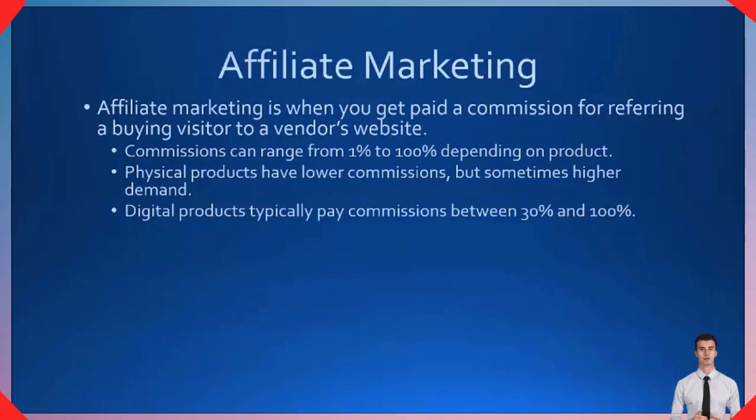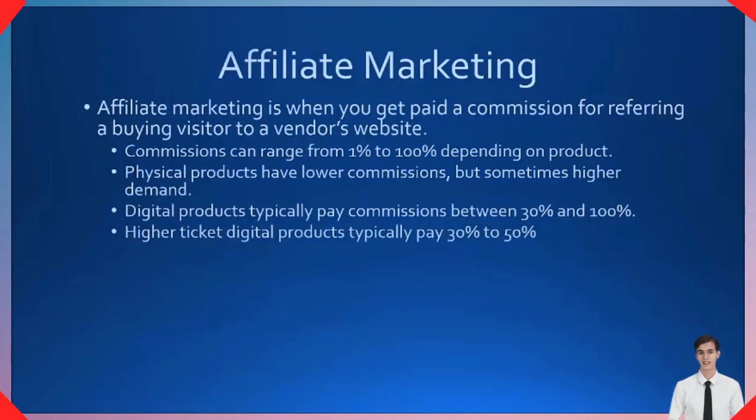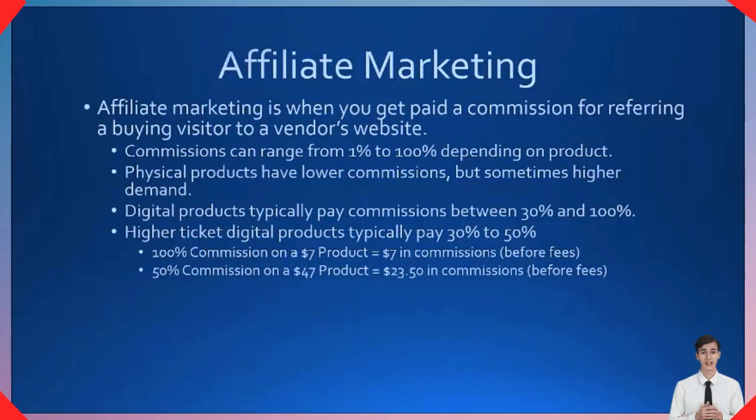Digital products typically will pay commissions between 30% and up to 100%. Generally, it's going to be between 50 and 70%. And higher ticket digital products will go anywhere from 30% to 50%. That means info products like complete training, coaching type courses that are going to go for in the $1,000 range and up. 100% commission on a $7 product would be $7 in commissions before fees are taken out. And if you look at a 50% commission on a $47 product, then you're actually getting $23.50 in commissions before any fees are taken out.